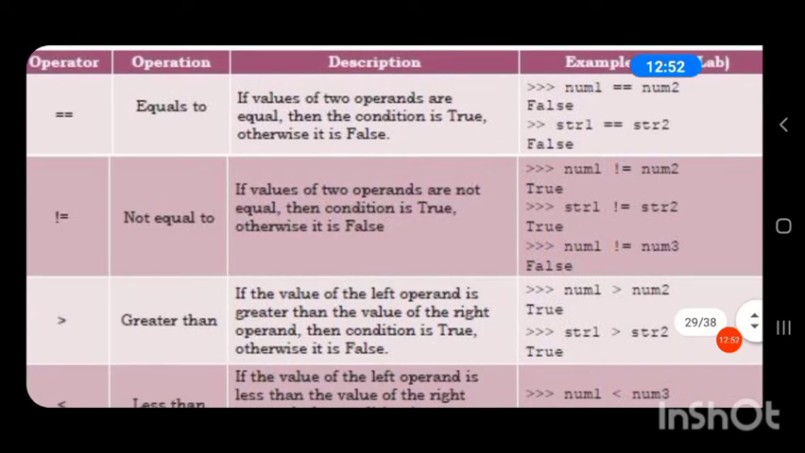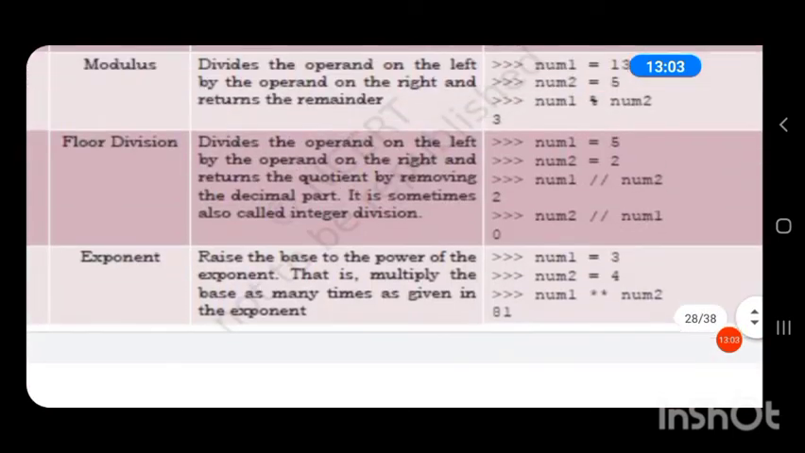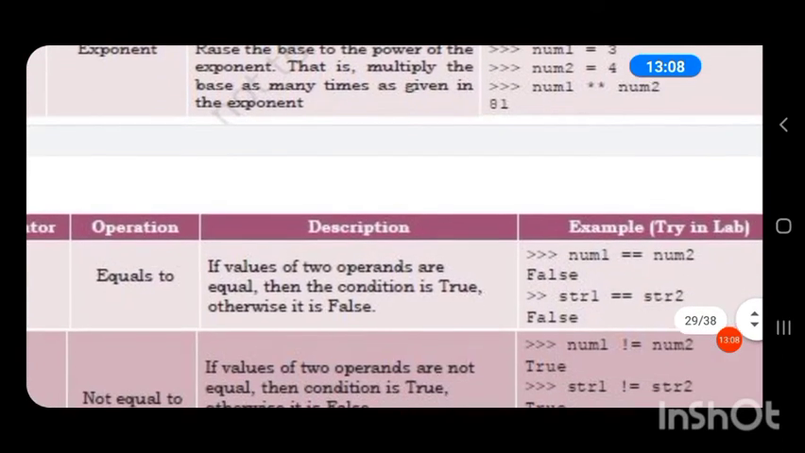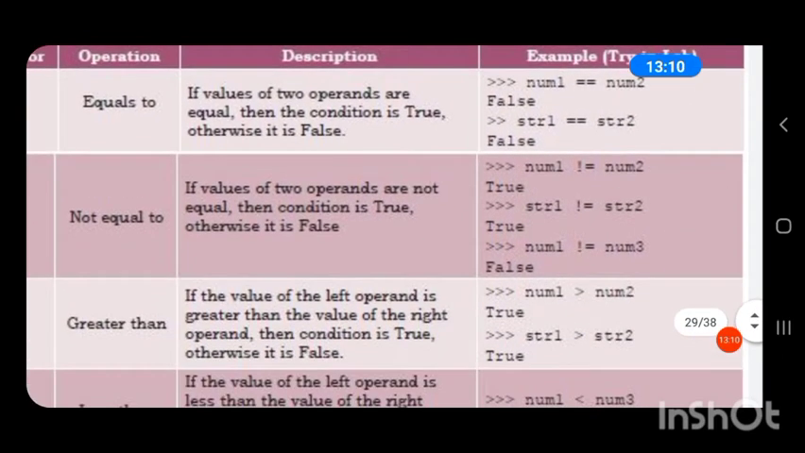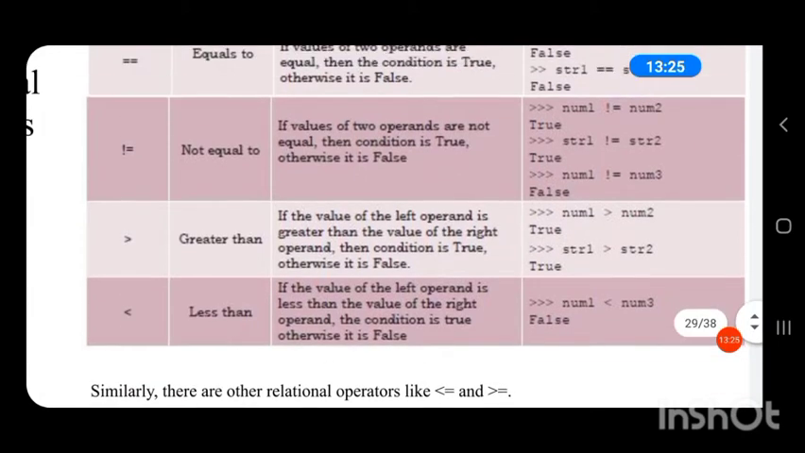And if str1 != str2, two different strings, then it will return true. Then if num1 != num3, here numbers are there. Num1 and num3 are different numbers. I think num1 and num3 are the same numbers. So num1 != num3 will return false.